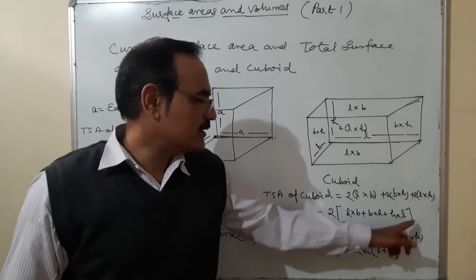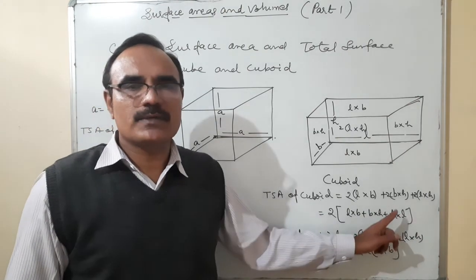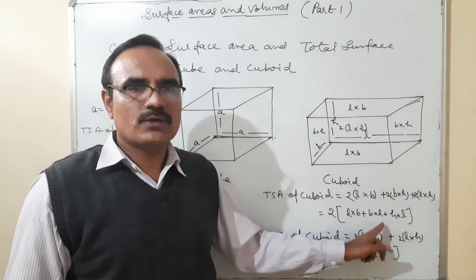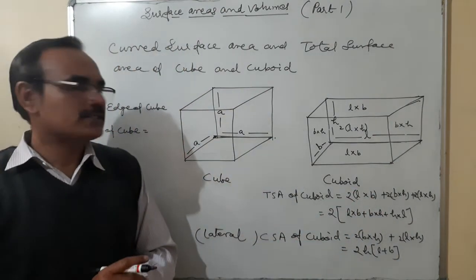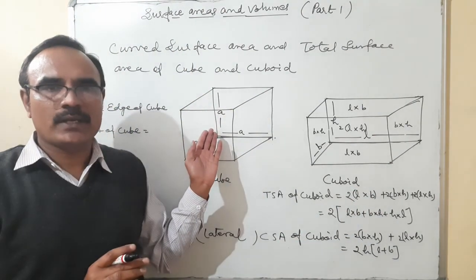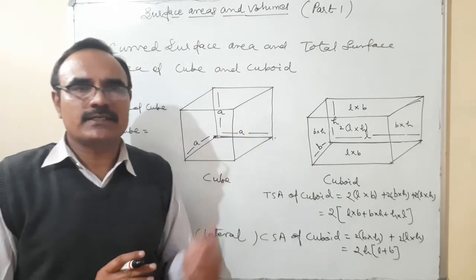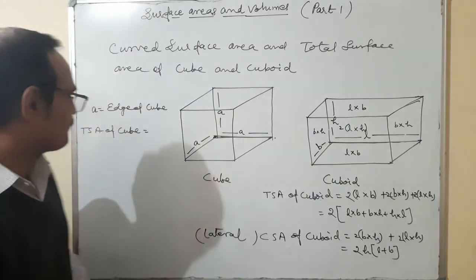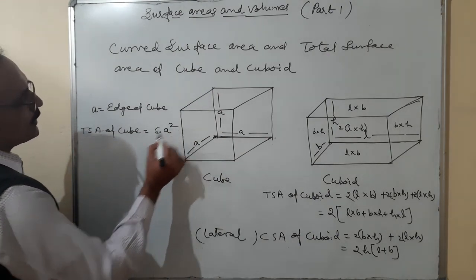In this formula, we simply put A into A plus A into A plus A into A, that is A square plus A square plus A square, 3A square, multiplied by 2, 6A square. Or you'll see that there are 6 faces, 6 squares, and the area of 1 square is A square. So A square multiplied by 6, total 6A square. Total surface area of cube is equal to 6A square.